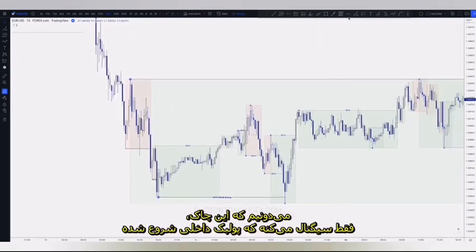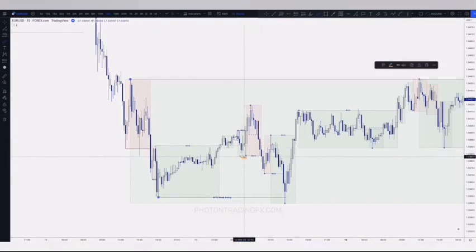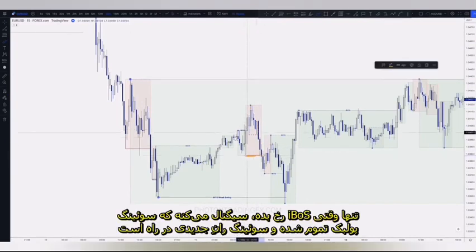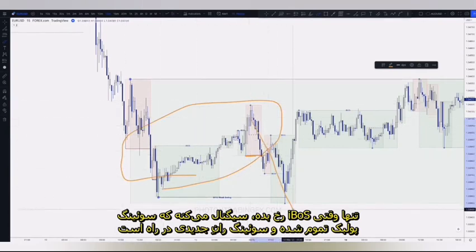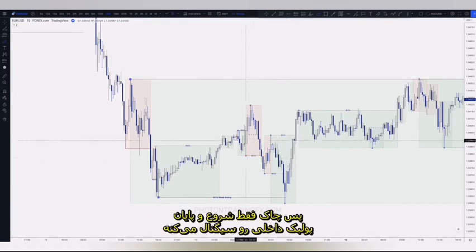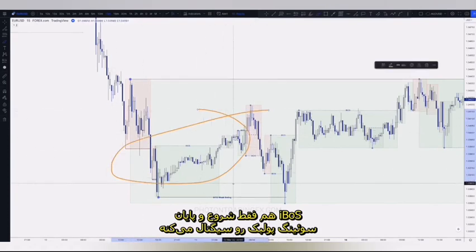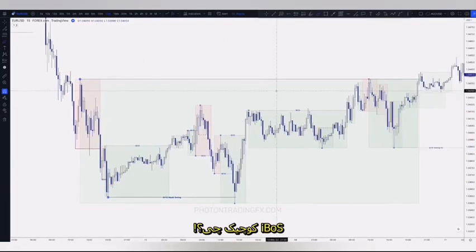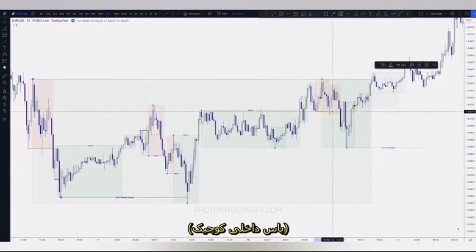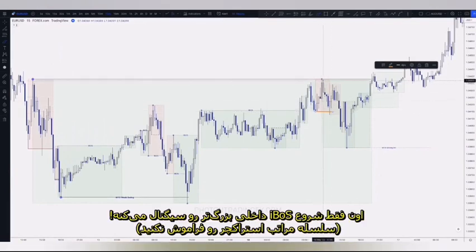So we know that a change of character here, all that signals is the start of the internal pullback, right? Into this low here. It's only once we get the internal BOS that signals the end of the swing pullback and the start of the new swing run, right? So CHoCH just signals the start and end of internal pullbacks. Internal breaks of structure signal the start and end of swing pullbacks. Okay, so what about a small IBOS, right? The smaller internal structure. Well, that just signals the start of the larger internal IBOS because it's the hierarchy of structure.